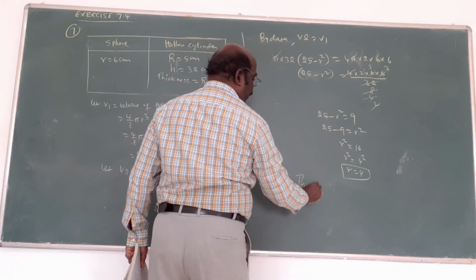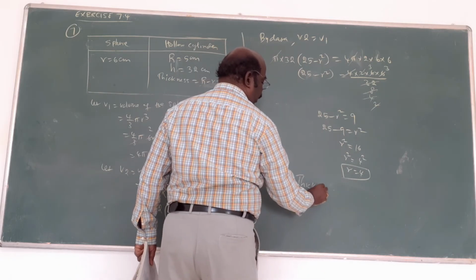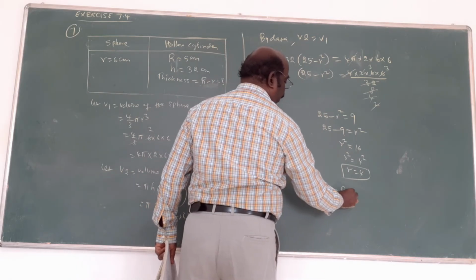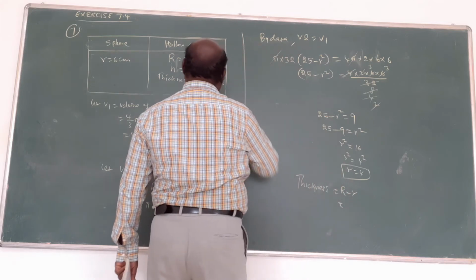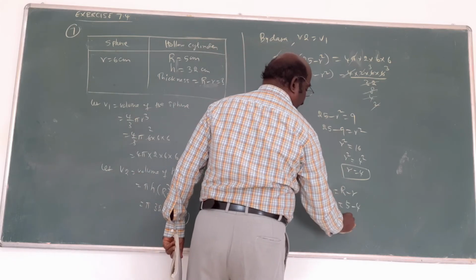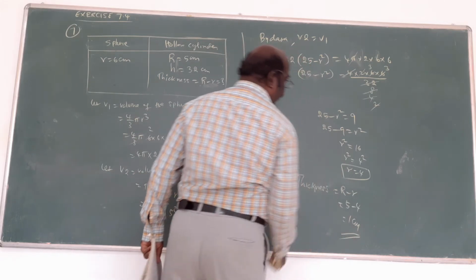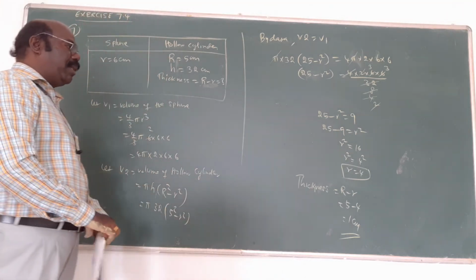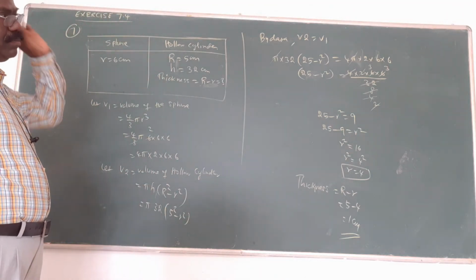For the thickness asked, the formula of thickness is capital R minus small r. Capital R equals 5 centimeters, small r is 4 centimeters. So 1 centimeter is the thickness. That is the answer. The thickness formula is capital R minus small r.